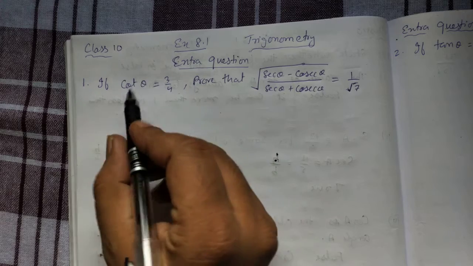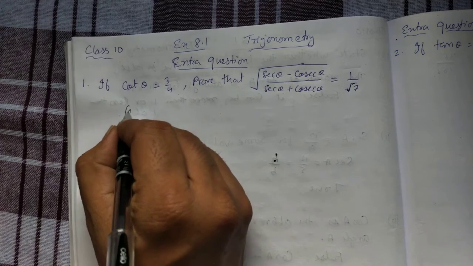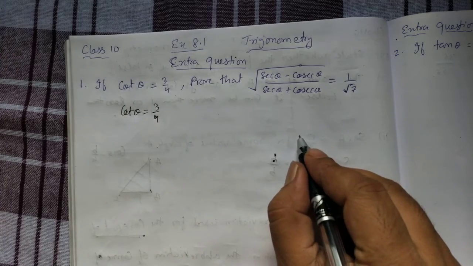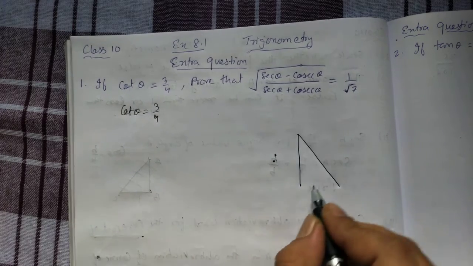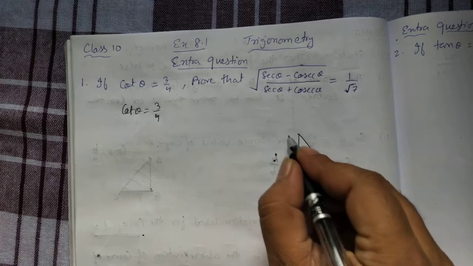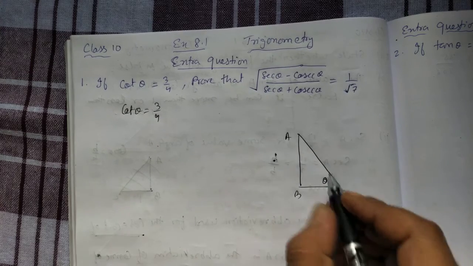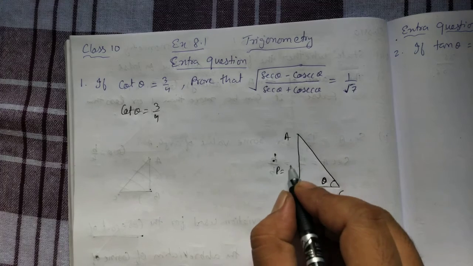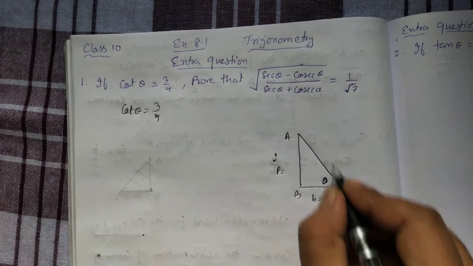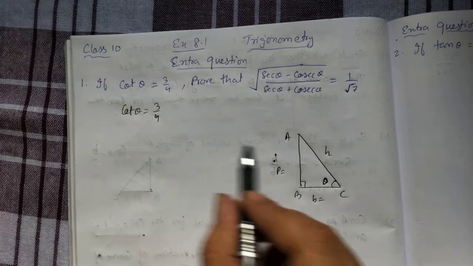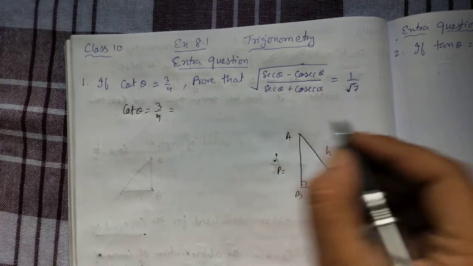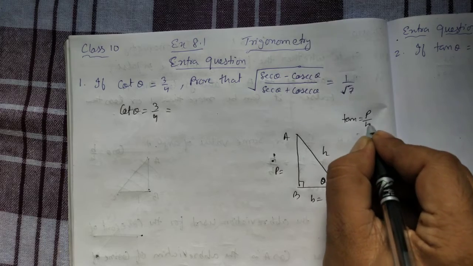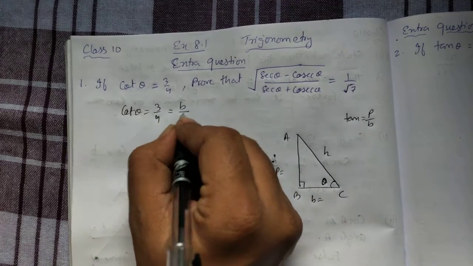Question number 1. Cot theta is given as 3 by 4. So when theta is given, you can draw the diagram. Theta, here A, B, C. If this is theta, this is your perpendicular, this is your base and this is your hypotenuse. Longest side is hypotenuse. Cot is the reciprocal of tan. Tan is "turn permanently black", so it will be B by P.